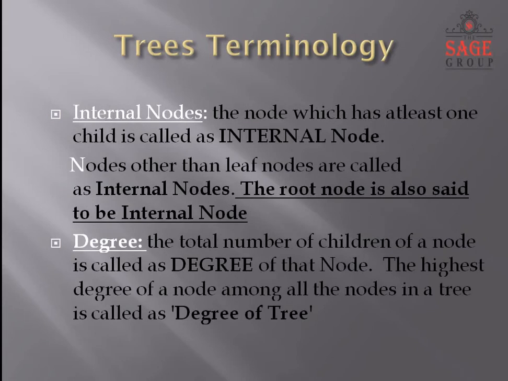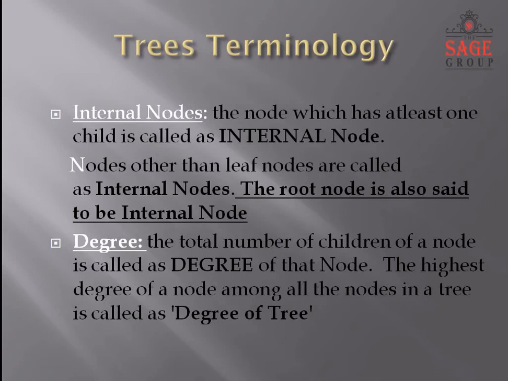And the rest of the nodes are called the internal nodes. So the nodes which are not the leaf nodes, that means all other nodes which are not the leaf nodes, are called the internal nodes. Okay, so we have internal nodes, we have external nodes. The root node is also a type of internal node because it is not a leaf node.